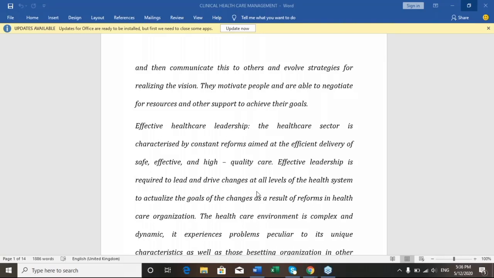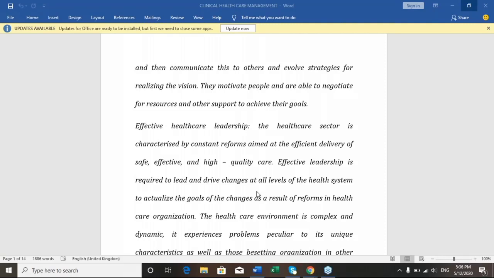So effective leadership is required to drive all the changes at all levels, whether at the junior, senior, middle, or whatever. So effective leadership is required to drive all these levels of changes in the healthcare system to actualize the goals of the changes as a result of reform in healthcare organization.